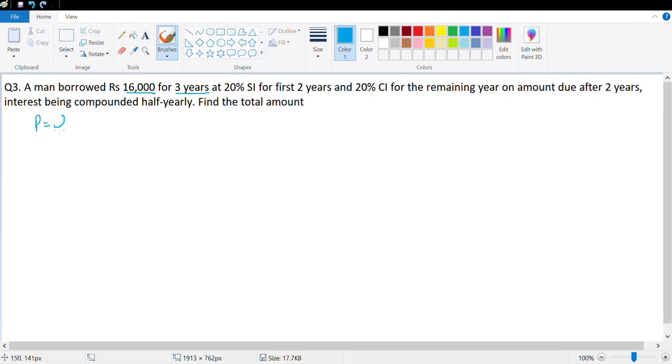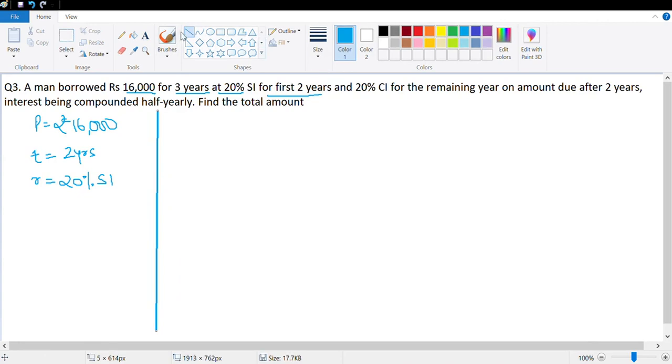So principal is equal to rupees 16,000. He borrowed it for 3 years at 20% simple interest for first 2 years. So time is equal to 2 years and rate is equal to 20% simple interest. Next, 20% compound interest for the remaining year. So next principal for the compound interest would be amount due after 2 years, which we'll have to calculate. Rate is 20% compound interest compounded half yearly, and time in this case is the remaining 1 year.